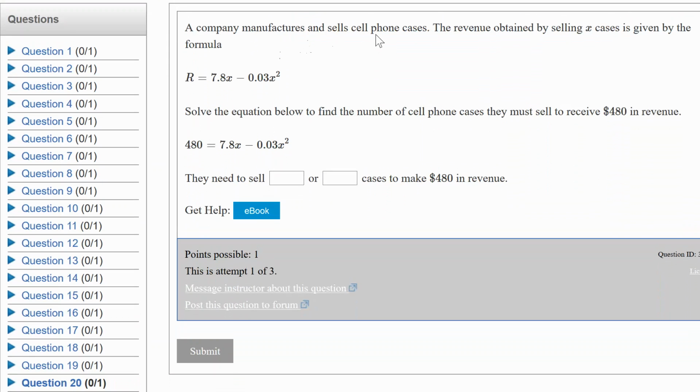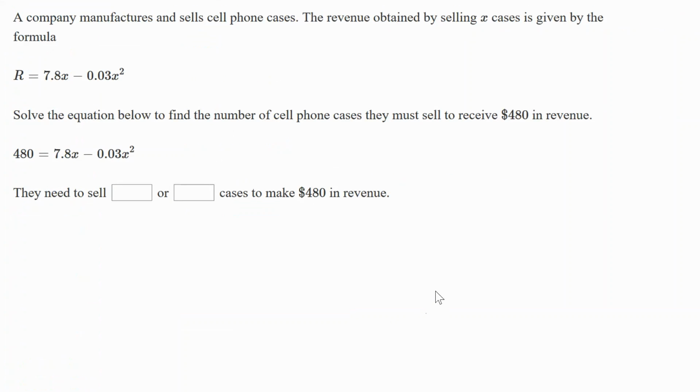So a company manufactures and sells cell phone cases. The revenue obtained by selling X cases is given by this formula right here. The equation below to find the number of cell phone cases they must sell to receive $480 in revenue is given by this. And so they need to sell this or this many cases to make $480 in revenue here. So how are we going to do that? All right, let me at least post it to a workable screen first, and then we'll work our way through it here. So a company manufactures cell phone cases. The revenue obtained by this is this right here.